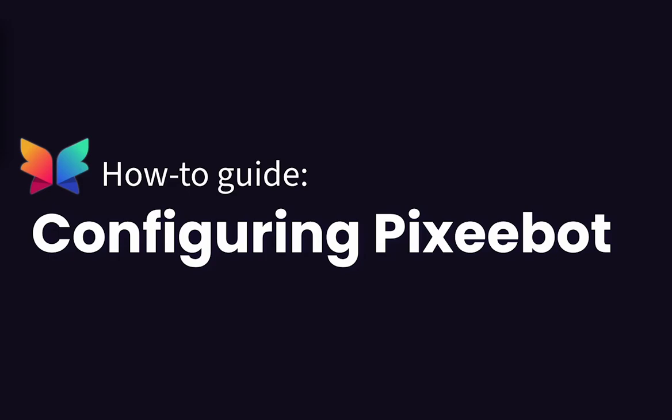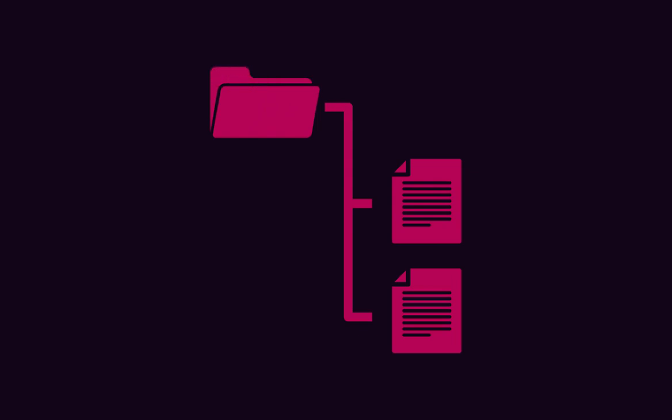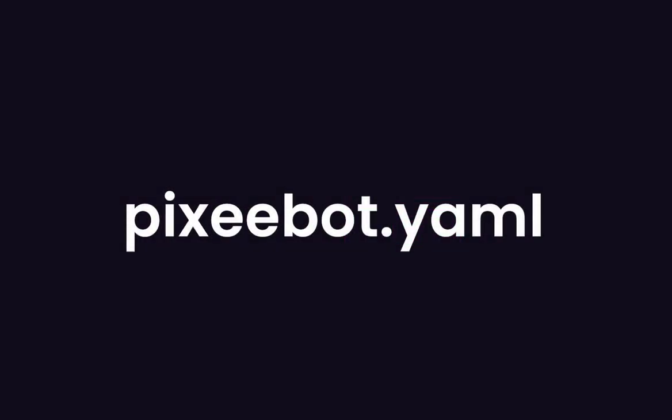In this video, we will go over the different ways that you can configure PixieBot. We'll cover how to format your configuration file, global and target repository configuration, and how to configure assignees. First, let's take a look at how you provide your configuration settings. All configuration settings should be contained in a single YAML file named pixiebot.yaml.